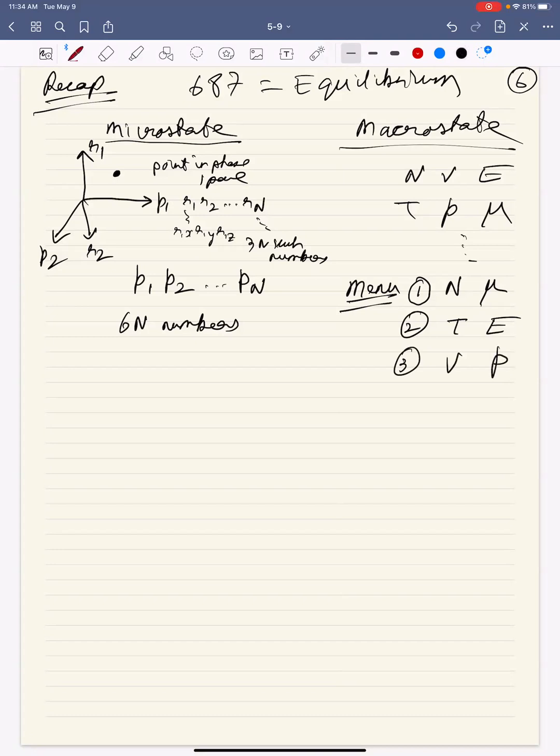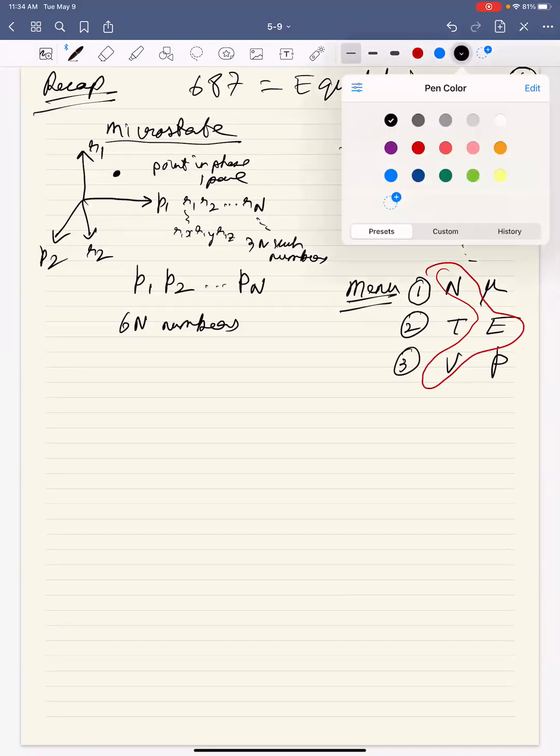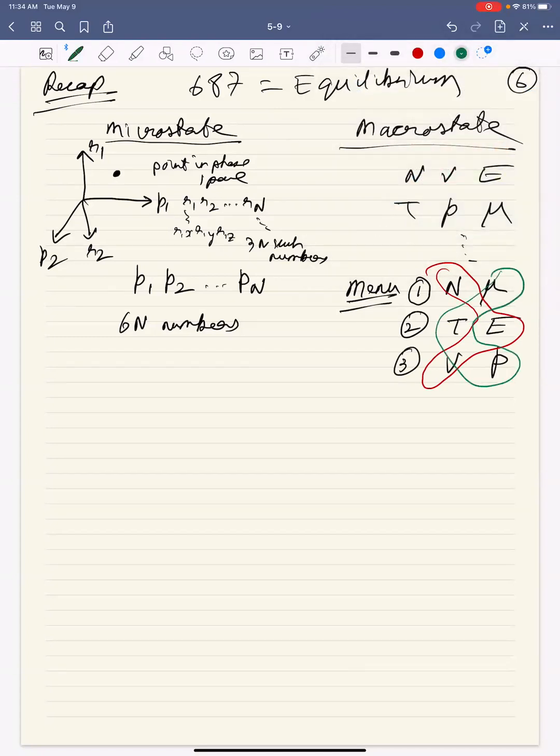And any three of these, that's an ensemble, right? That's one way of describing a macro state. You could describe a macro state as mu, P, E, right? All of them are there. So these are different ways of defining the macro state.